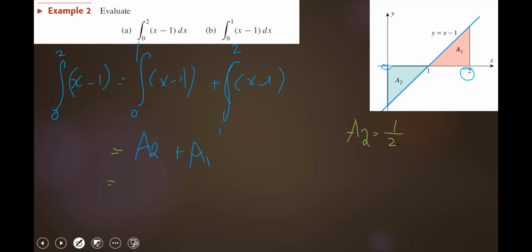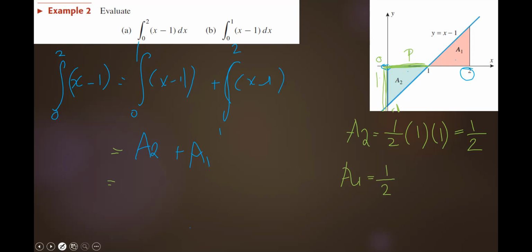A2 is half. What is the length of the base? It's 1. And the height is also 1, because when you graph it at x equals 0, y is 0 minus 1, which is negative 1 here. So the height also is 1. So what is A2? It's half. Let's find now A1. It is a triangle, so half.